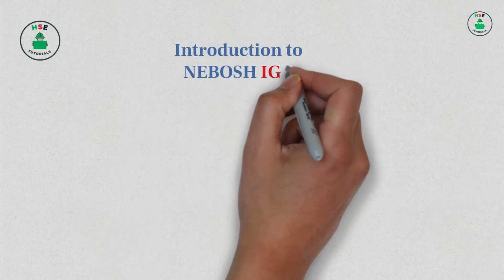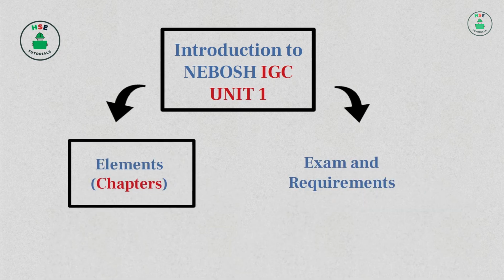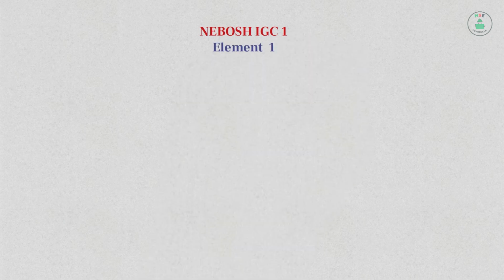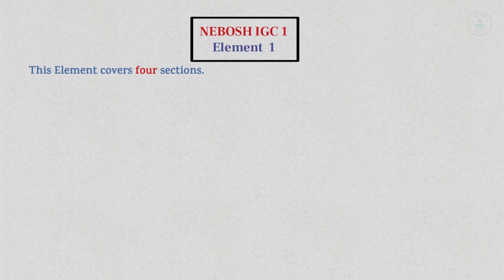In the last video we learned about the introduction of NEBOSH IGC Unit 1, its elements, its exam, and the requirements to pass it. In today's video, we're diving into Element 1 of the NEBOSH IGC1. This element covers 4 sections.